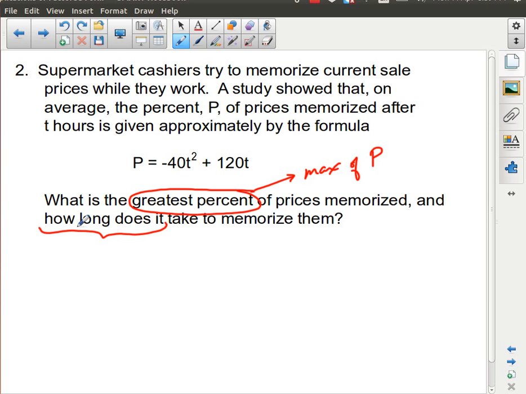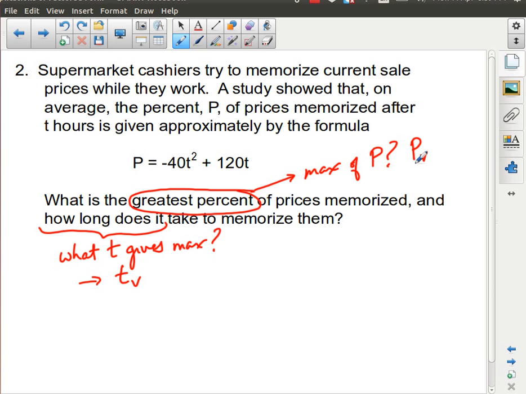So here we're trying to find out what T gives the maximum. So this is asking us what is the maximum. This one is asking us what T value gives the maximum, and that T value that gives the maximum is the T value of the vertex. This value is the P value of the vertex. So now we actually have to find both coordinates of the vertex.